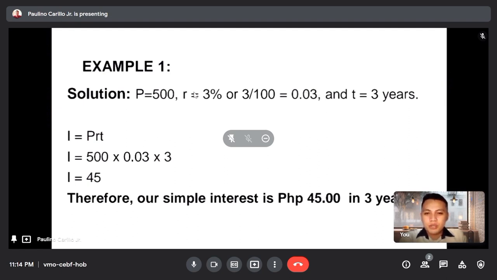Okay? Using these values, we are going to plug in to our formula. Here's our formula for simple interest. I is equal to PRT. Our P, our principal, is 500. Our rate is 0.03. And our time is 3 years. Now, using our magic calculator, we have 500 times 0.03 times 3 equals 45. Therefore, our simple interest is 45 pesos in 3 years.